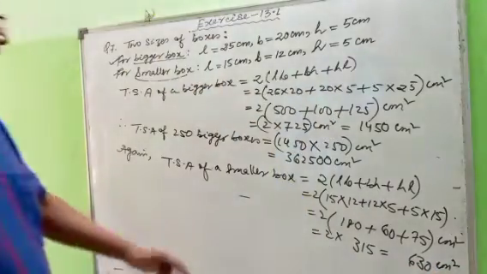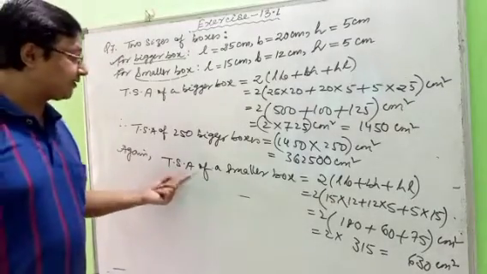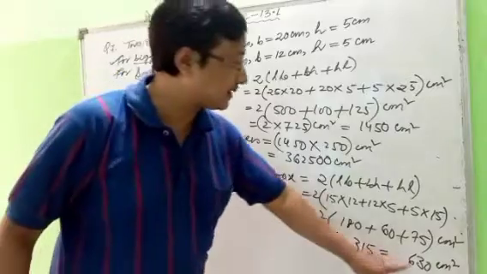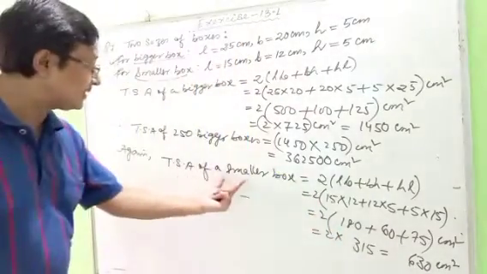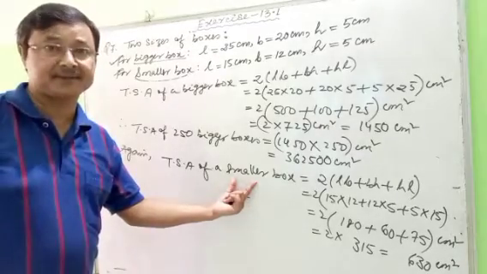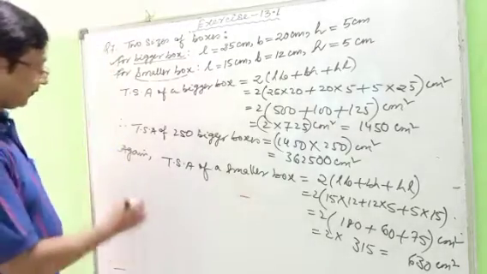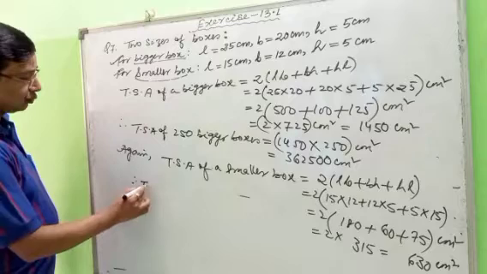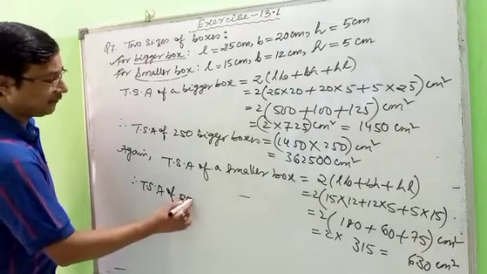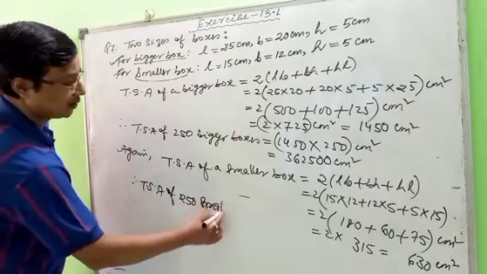So you have got the total surface area of a smaller box. For the smaller box, you have got 630. Like this, they have ordered 250 boxes to be made. Therefore, the total surface area of 250 smaller boxes.